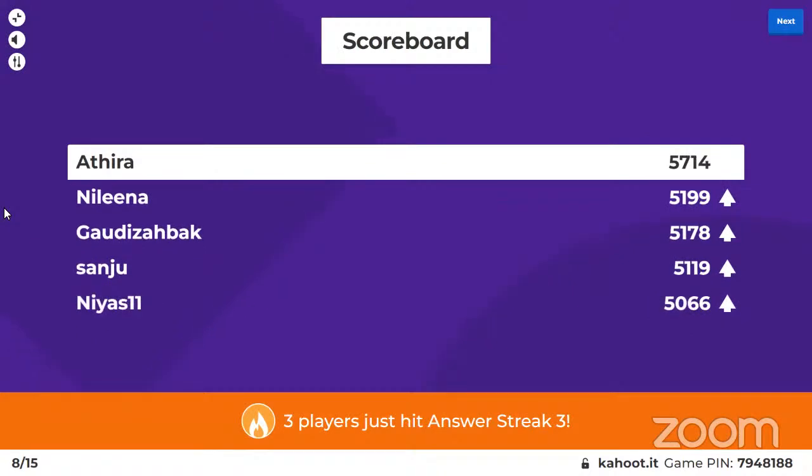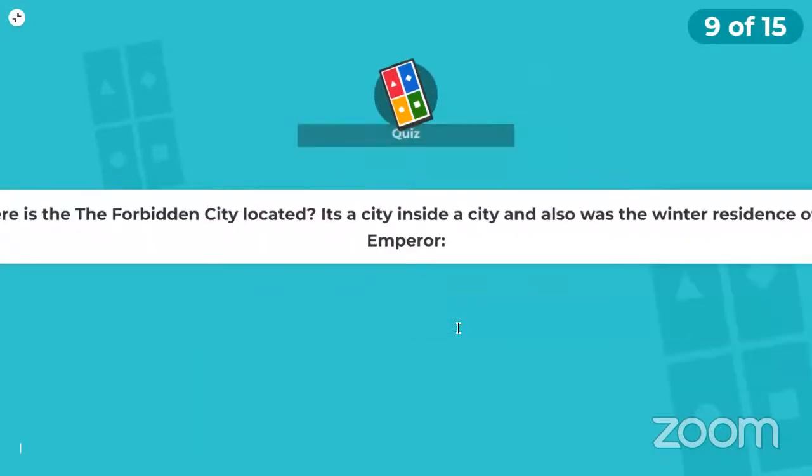Again, scoreboard, Adira on the top with 5,714 points. Second, we have Nilina. Third, we have Gaudi Sabha. Fourth, we have Sanju. And fifth, we have Nias. And 3 players just picked up 3 correct answers in a row. All right. So moving on to next question, 9th question.